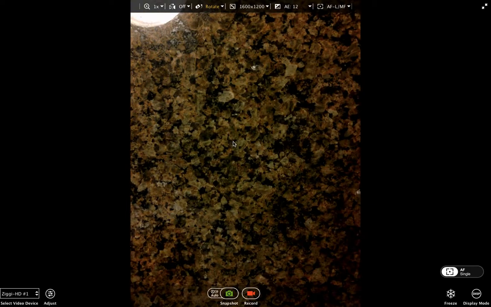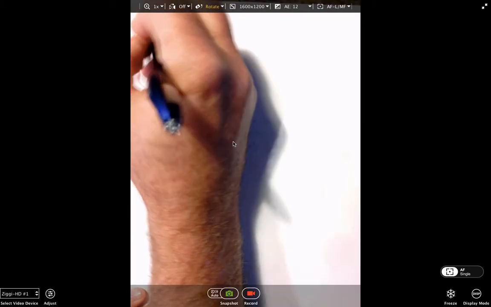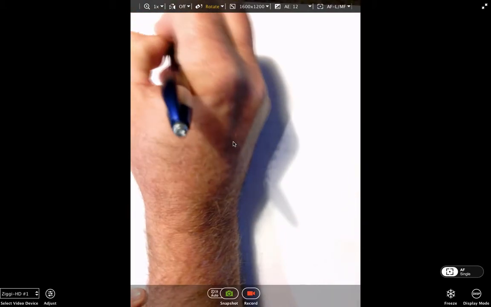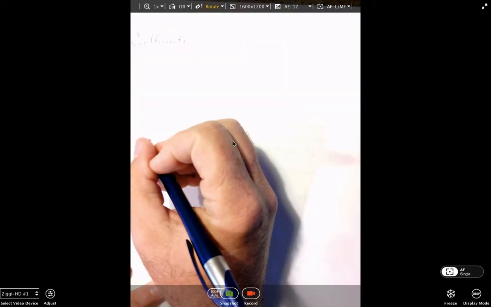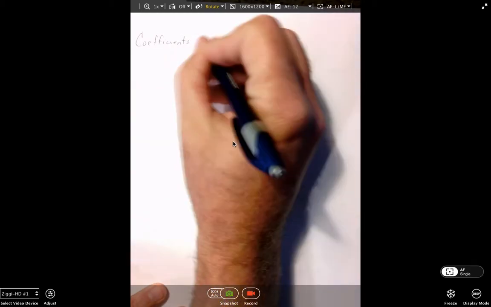Now, gang, it turns out that our coefficients, a partial determination.